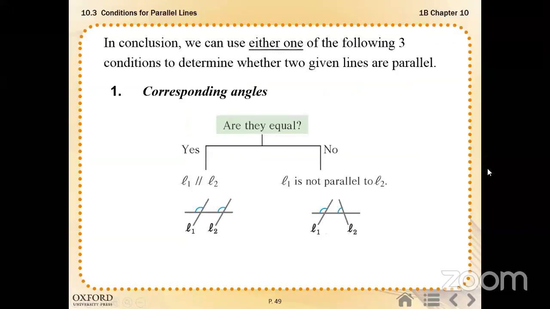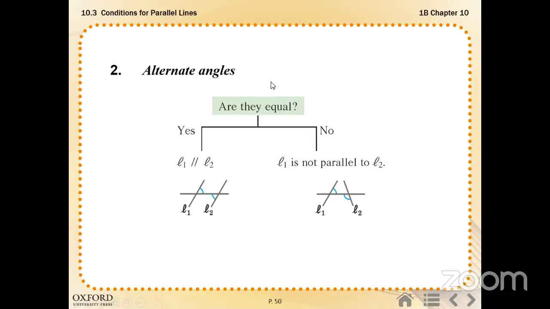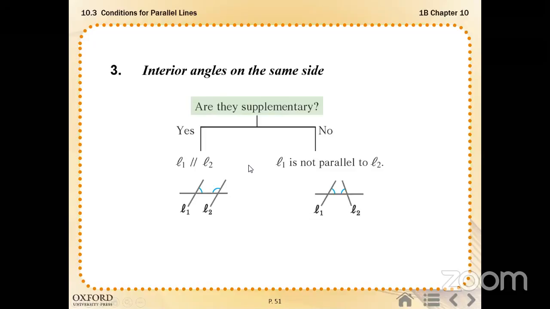And therefore, this is for alternate angles. If you can see two angles like that, they are alternate angles. And then we try to find the size of these two angles. If they are equal, then we say that these two lines are parallel. If not, then they are not parallel. But for the case, if you are given the information of these two angles, they are the interior angles of the parallel lines.